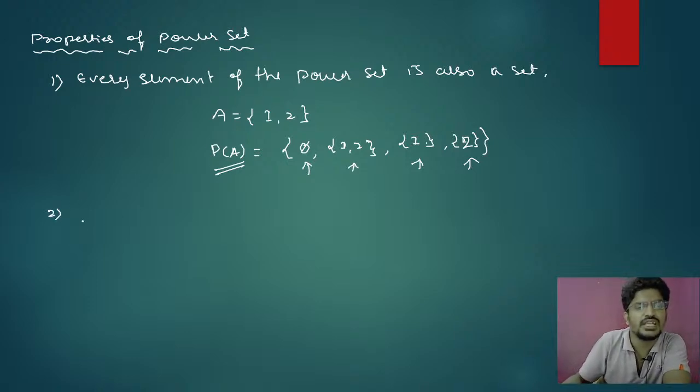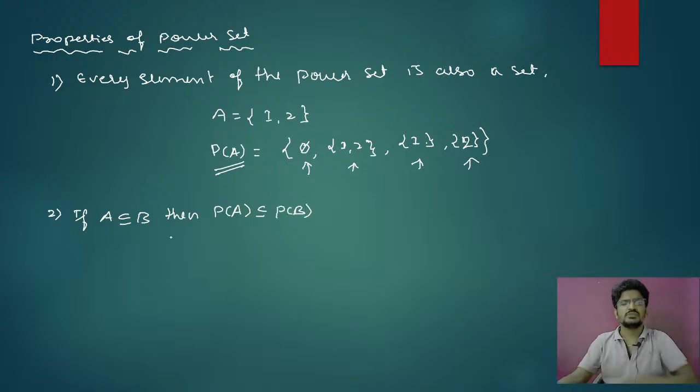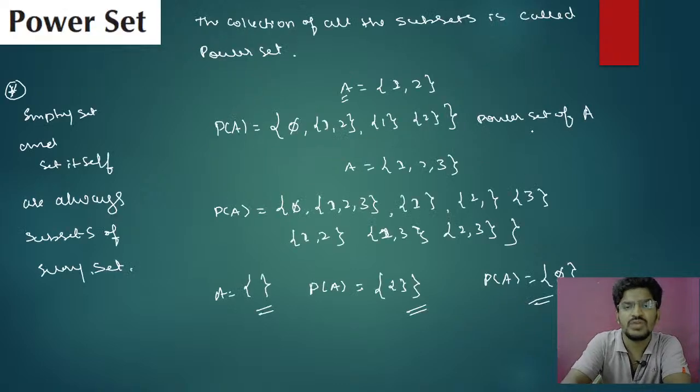the second property, that is, if A is a subset of B, then the power set of A is a subset of the power set of B. Clear? That means if A and B are two sets, take B as 1, 2, 3. In the previous example we have taken, you just see this is B and you take this as A. You write this as power set of B.